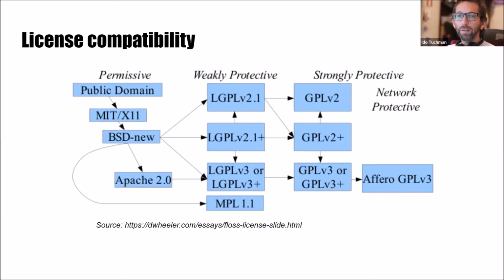And the other thing is you can't go backwards. So you can't go from a strongly protective license to a permissive license. The flow is only from permissive to protective. So you can't release GPL code under an MIT license.